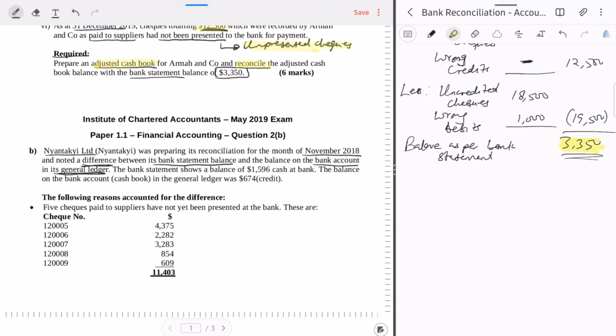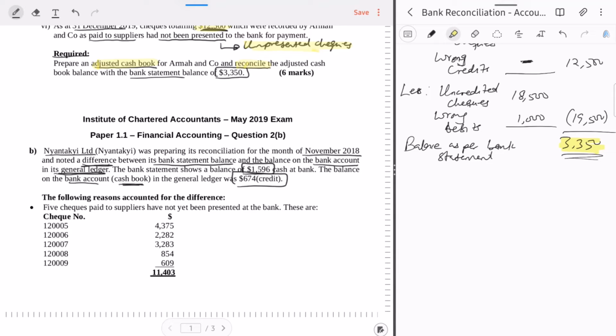Okay. The bank statement shows a balance of 1,596 cash at bank. So this is balance per bank statement. Then the balance on the bank account in the cash book in the general ledger was 674 credits. So it means in our books, our bank balance is supposed to be in negative. It's supposed to be in red. We have overdrawn from the perspective of our books.